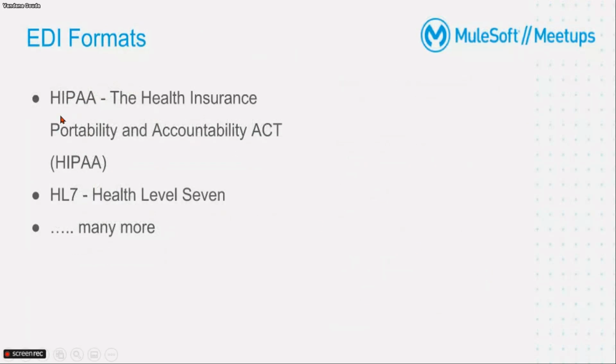Apart from Tradacoms, we have HIPAA. HIPAA means the Health Insurance Portability and Accountability Act. After that, we have HL7 also, which is for health. These are a lot of different types of EDI formats: X12, EDIFACT, HIPAA, Tradacoms, HL7, and many more. But here in this session we are concentrating on X12.